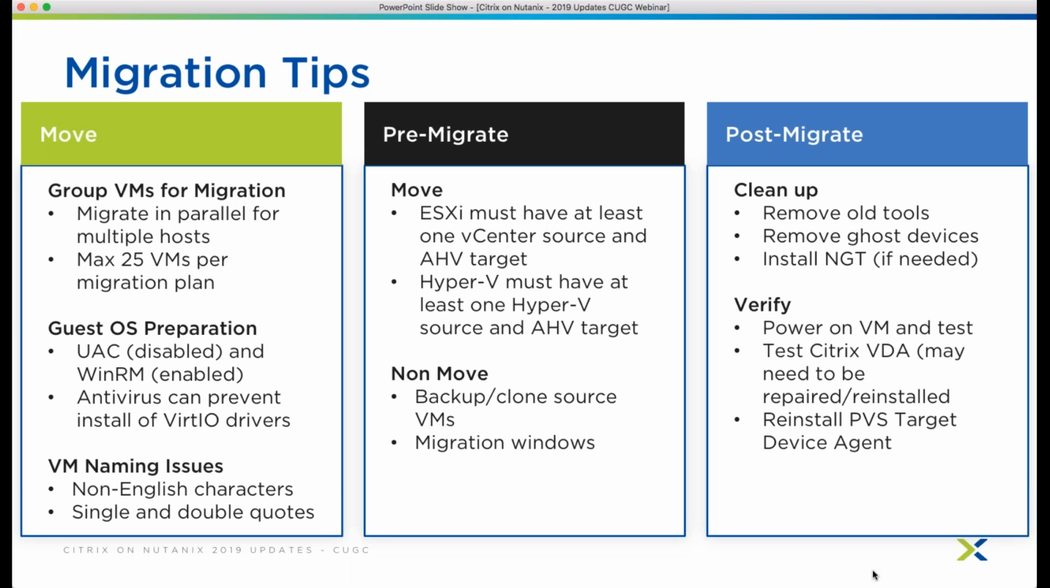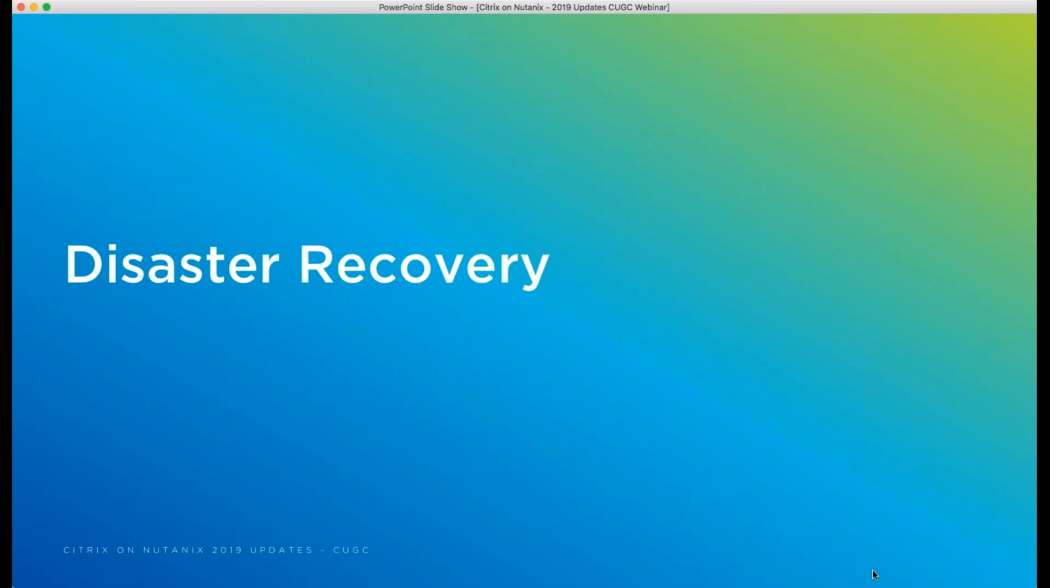So make sure that you bring that up, make sure you test it, verify it, and then roll out your catalogs or add to a new catalog if it's persistent. And then if you're PVS, reinstall the target device agent on there and move that into a vDisk for PVS. That's migration. Go ahead, Mike.